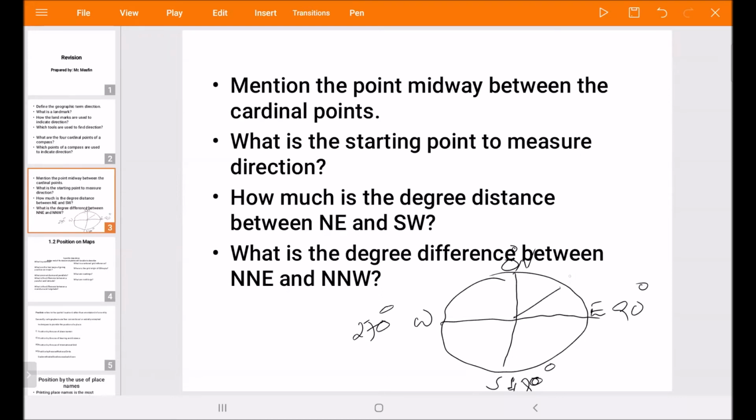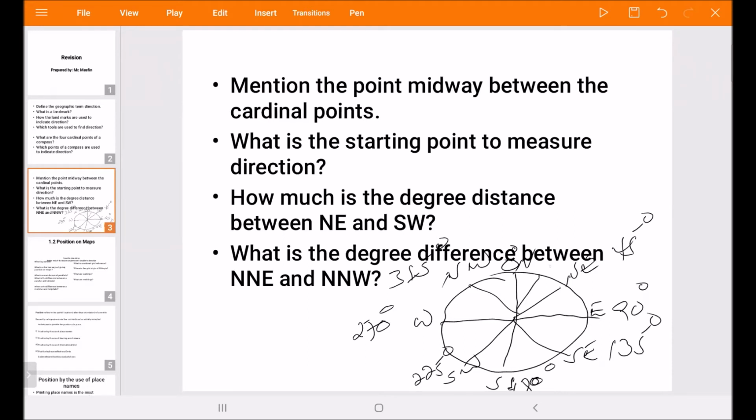For example, midway between north and east is northeast, which is 45 degree. Midway between east and south is southeast, 135 degree. Between south and west is southwest, 225 degree. Between west and north is northwest, 315 degrees. Again, in between north and northeast, there is also northeast. Can you see the picture?